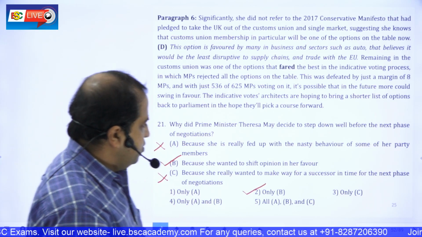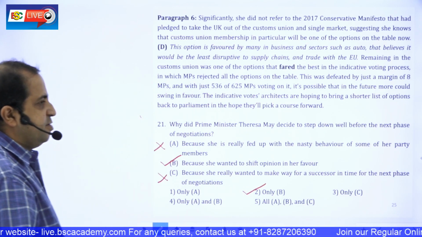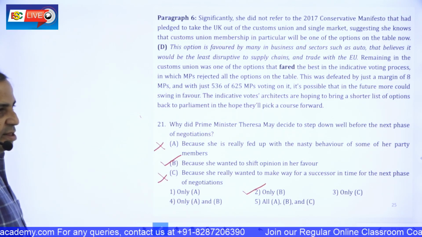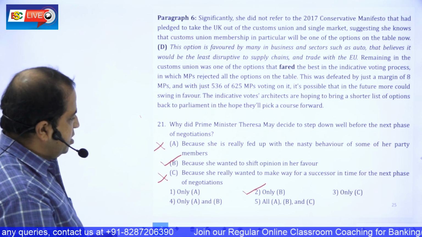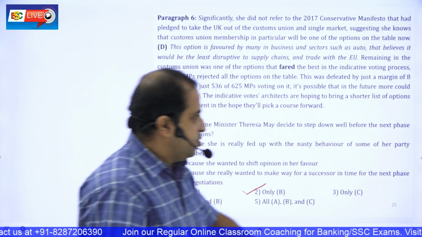Then we come to, so that's 21 is 2. Yes, you can give your answers. 21 is 2. Now let's come to 22.